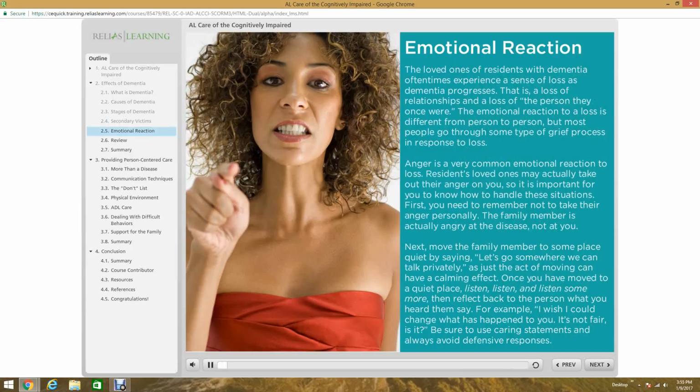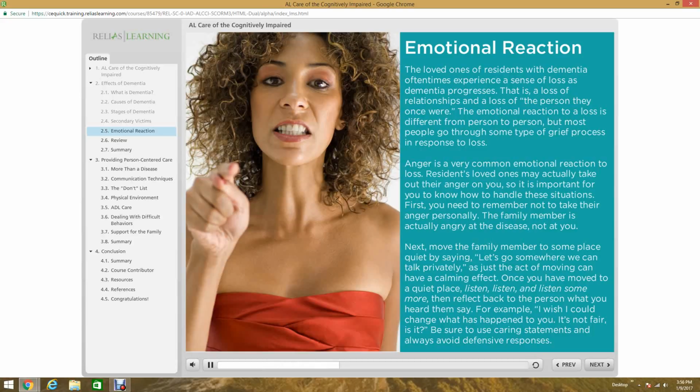Emotional reaction. The loved ones of residents with dementia oftentimes experience a sense of loss as dementia progresses. That is, a loss of relationships and a loss of the person they once were. The emotional reaction to a loss is different from person to person, but most people go through some type of grief process in response to loss. Anger is a very common emotional reaction to loss.